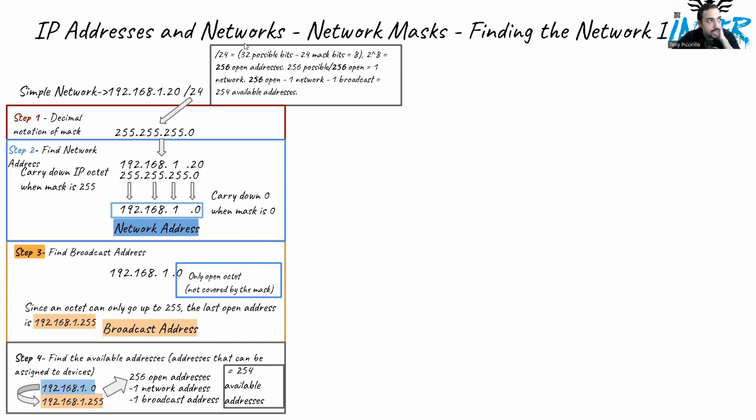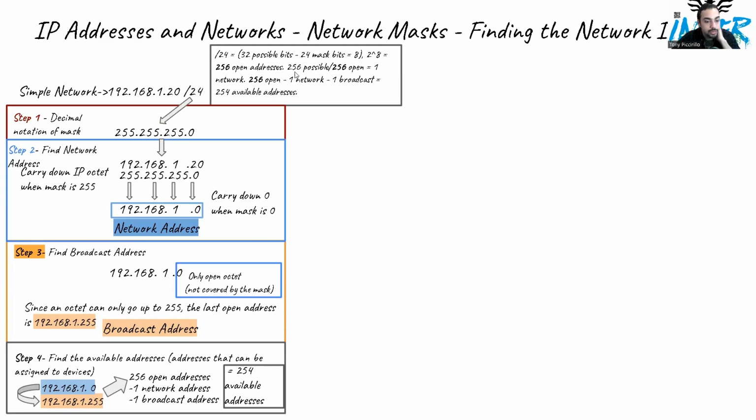With that knowledge, we could do 32 possible bits minus the 24 bits of our mask to get a difference of 8. That means there are 8 bits that are open, right? If we raise 2 to the power of 8, since each of these 8 bits is binary, it could be on or off, 1 or 0, we get 256, right? It's 256 open addresses.